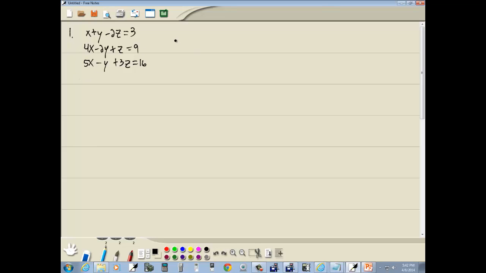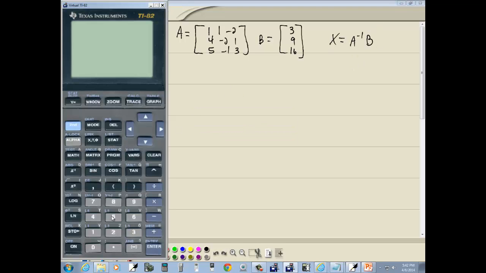Now we looked at this in an earlier video. Remember, our A matrix was the numbers off the left side, the coefficients of the variables. So I've got 1, 1, negative 2; 4, negative 2, 1; and 5, negative 1, 3. Our B matrix will be the numbers on the right side, so we'll have 3, 9, and 16. And our answer is going to be the inverse of A times B. Well, let's do this the quick way first, then I'm going to show you how to use Gauss-Jordan elimination.